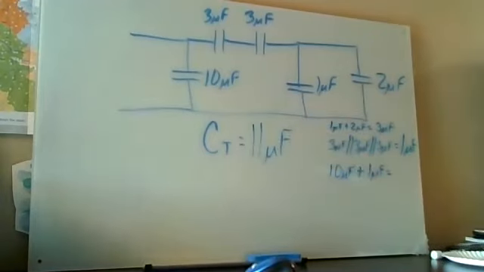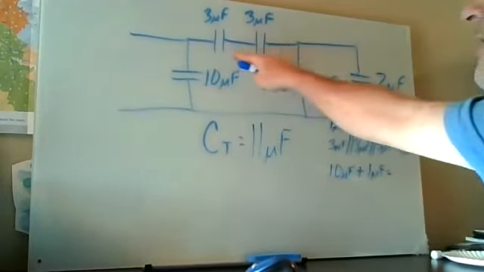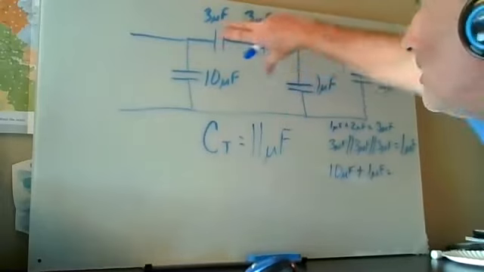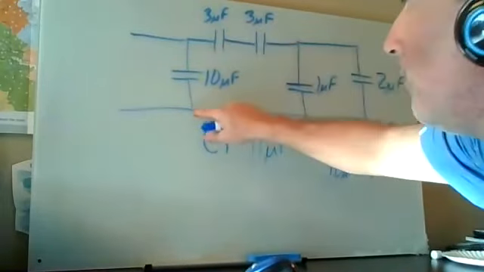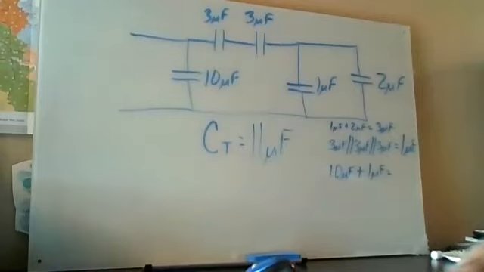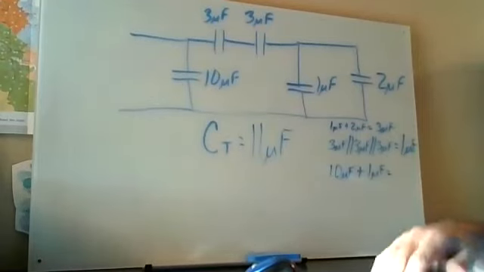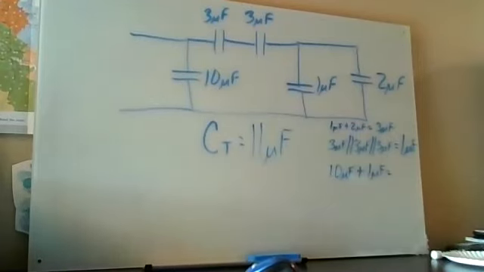And now let's write one more time. Only these 3 are in series because when I push them all together, they wind up with 2 points in common with that 10, which puts them in parallel with the 10. So my answer is 11 microfarads. You will have a problem like this on the test.